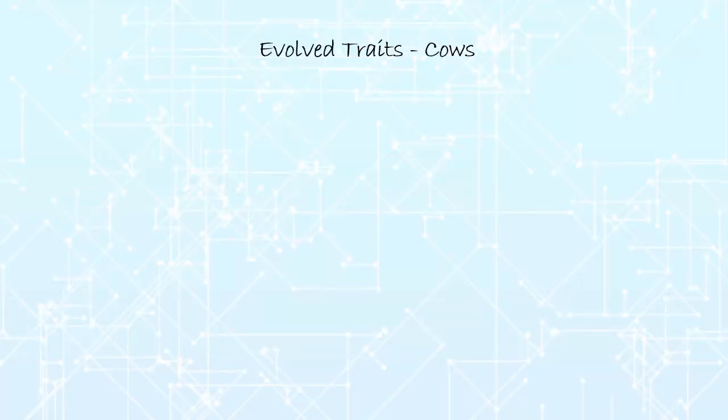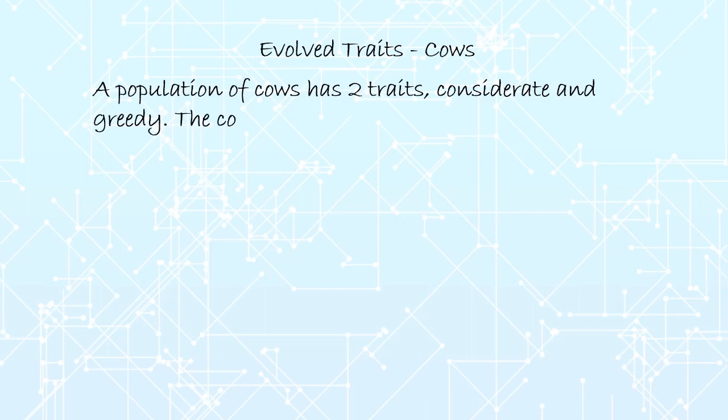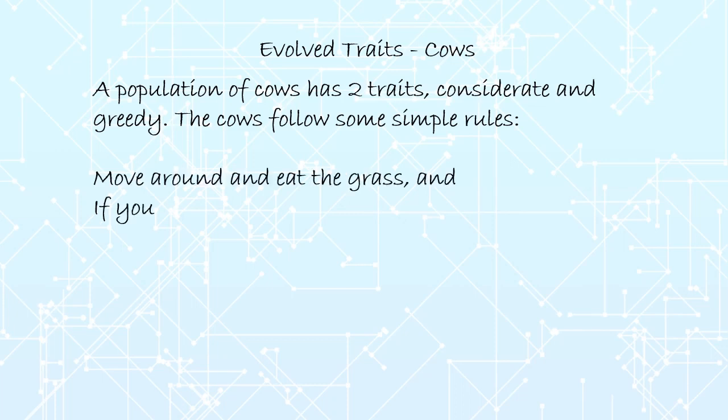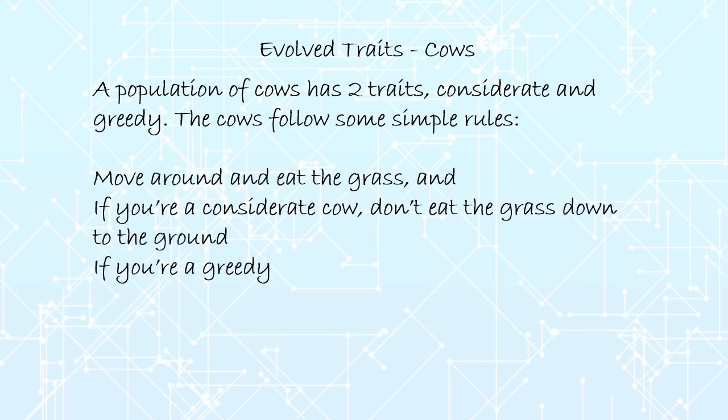We can also use agent-based models to synthesise evolutionary traits in populations. The example we're going to use is similar to the share bluff problem that we solved using evolutionary game theory. A population of cows has two traits, considerate and greedy. The cows follow some simple rules. Move around and eat the grass. If you're a considerate cow, don't eat the grass down to the ground. If you're a greedy cow, eat all the grass you can.